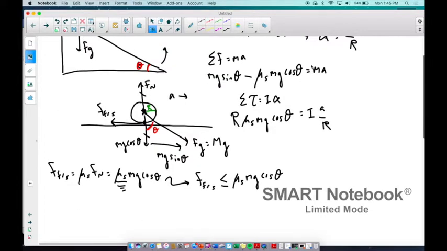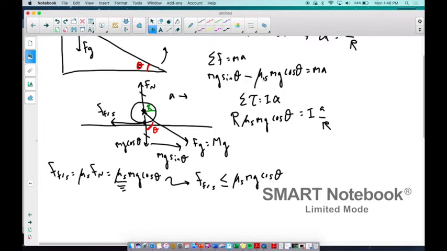Okay, so from these two equations, we can combine them to solve for many interesting things. Maybe we do want to know, like, what is the value this mu s needs to be for all of this to be true, for the thing to truly roll without slipping. In other words, what is the minimum value of the coefficient of static friction between this object and the incline so that it will roll down without slipping? So what I want to do now is try to solve for mu s.